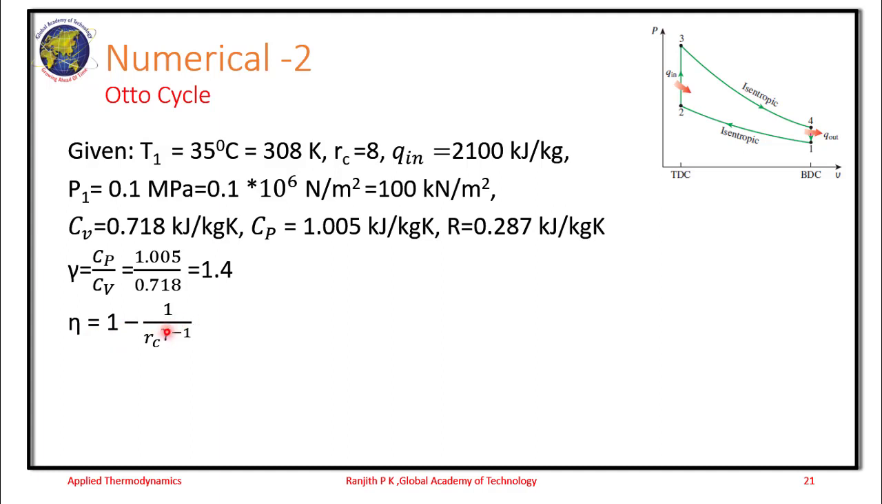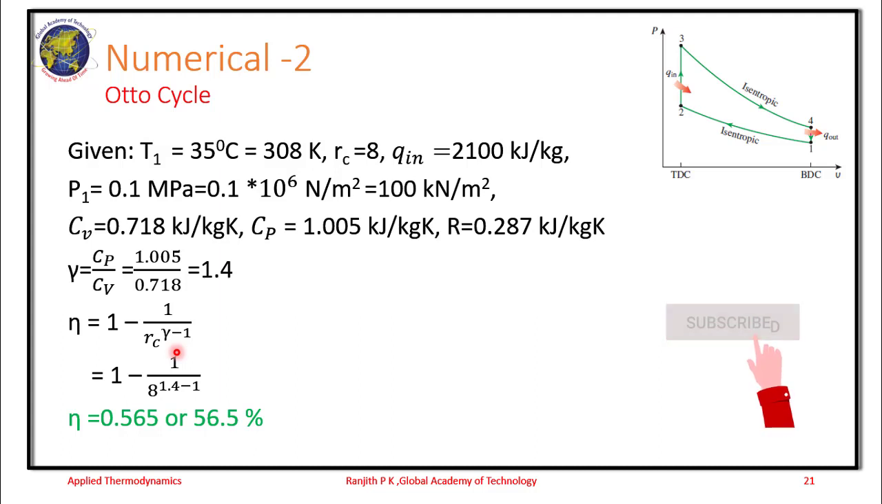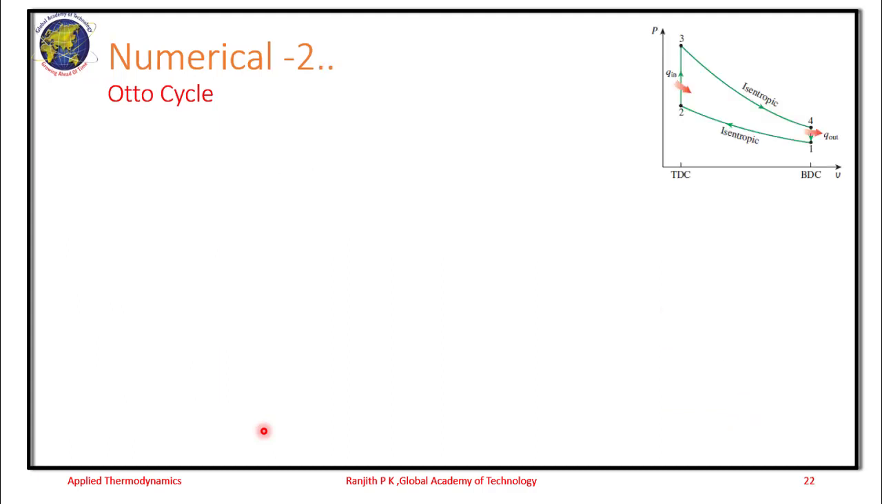Now we have the expression for efficiency. Efficiency is equal to 1 minus 1 divided by Rc power gamma minus 1. So it is a fairly simple substitution. We already have the value of Rc, we have the value of gamma, we end up finding the efficiency. So it is 0.565 or 56.5%.